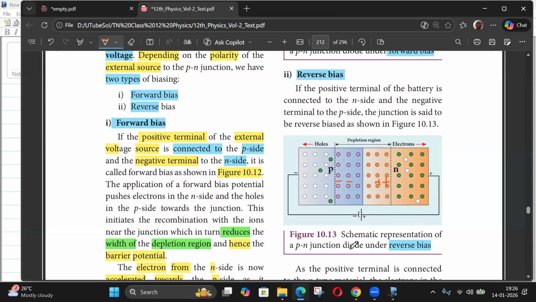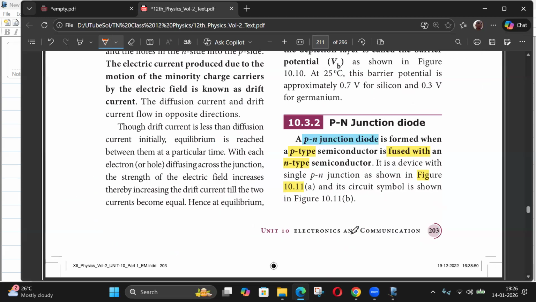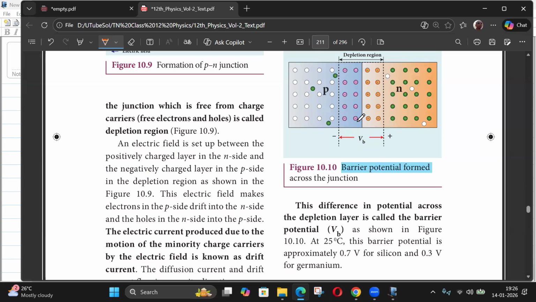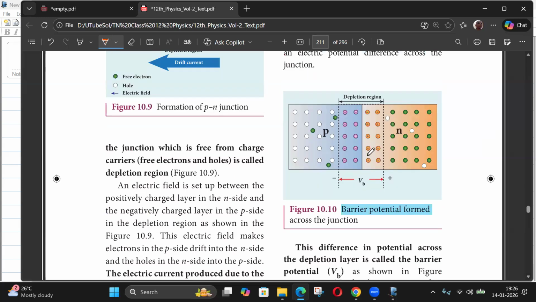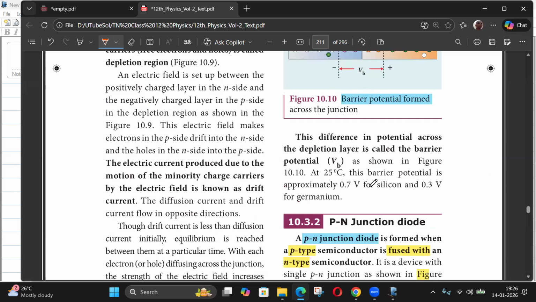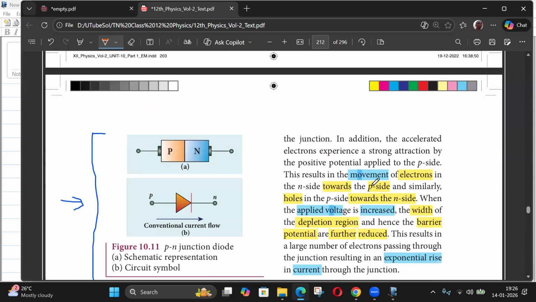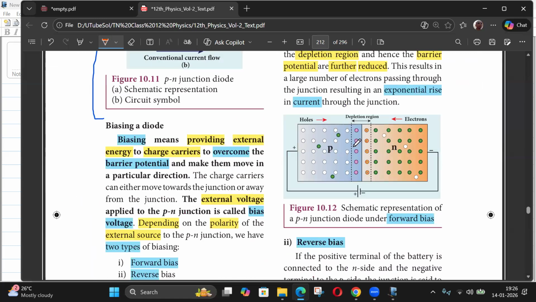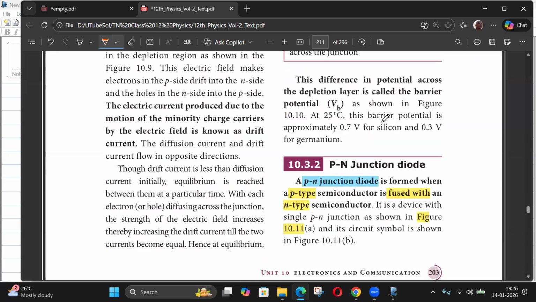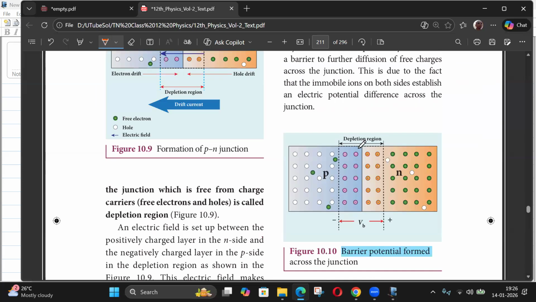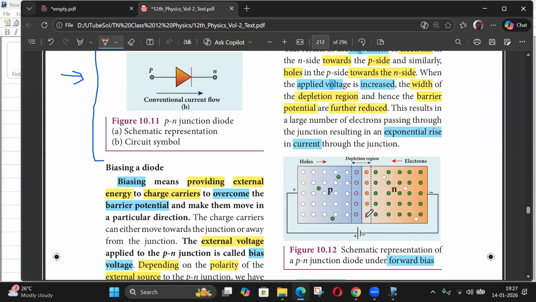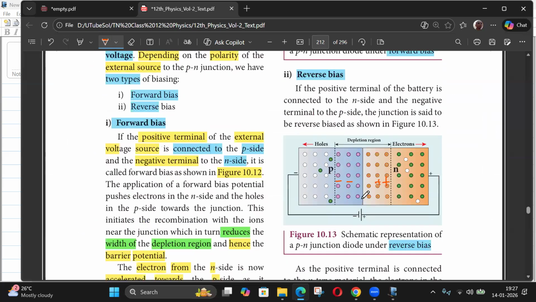So without bias, in 0 volt supply, only 2 layers are visible because of the diffusion, positive and negative. But when you apply forward bias, the holes will get pushed towards the junction. So it will be just 1 layer. So the depletion width is decreasing when it's forward biased compared to 0 bias, no bias. In the reverse bias, it's opposite. The depletion width will increase. So here it's difficult for the charge to cross this region.